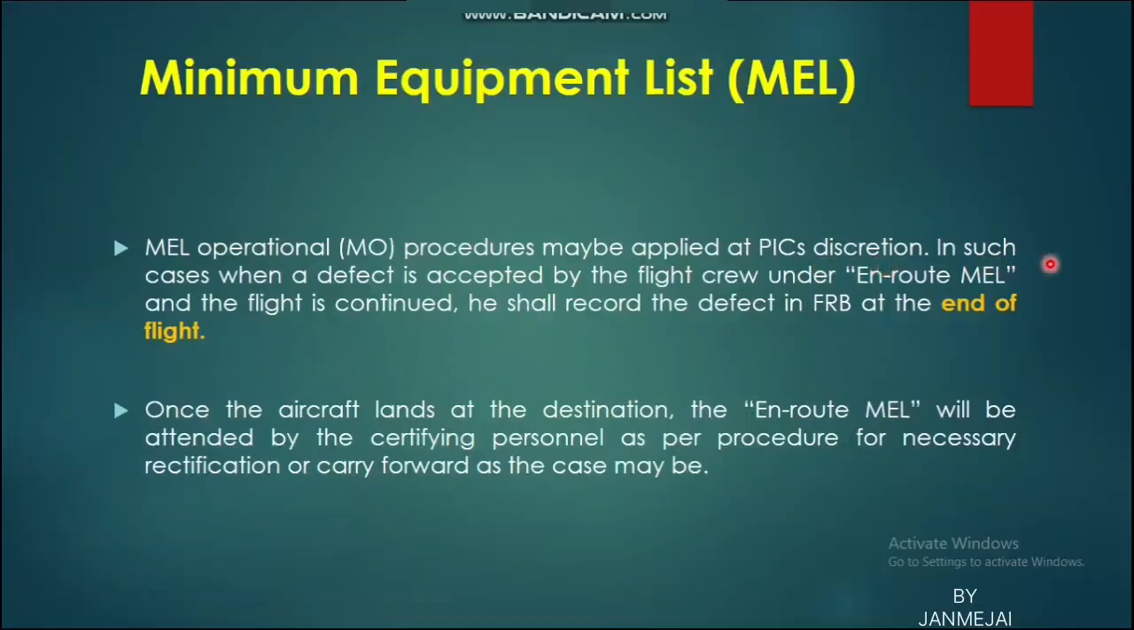In such a case, when a defect is accepted by the flight crew under en route MEL, the flight is continued and the defect shall be recorded in the flight report book at the end of the flight. So if the operational procedure is complied with, you can report the defect at the end of the flight, at the last destination wherever you are going to land. Once the aircraft has landed at the destination, the en route MEL will be attended by the certifying person as per procedure for the necessary rectification or carry forward, as the case may be.